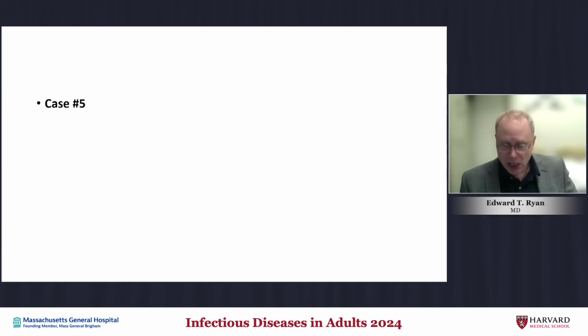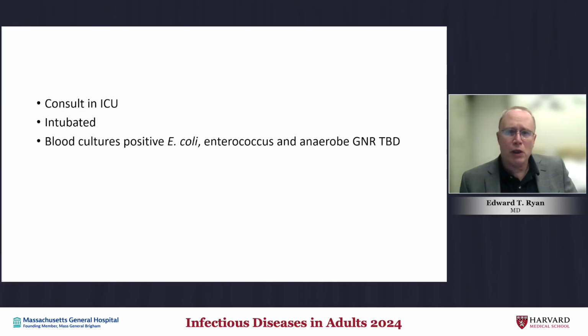All right. And then case number 5, which is our last case. So you're consulted in the ICU on a gentleman who's intubated, and you're consulted because it looks like a run-of-the-mill sort of ID case of a critically ill individual with E. coli in the blood. But also there's another bottle, which is an enterococcus, and another bottle is growing an anaerobic gram-negative rod to be identified. So this sort of smells polymicrobial bacteremia. I think the person might have had intestinal perforation.